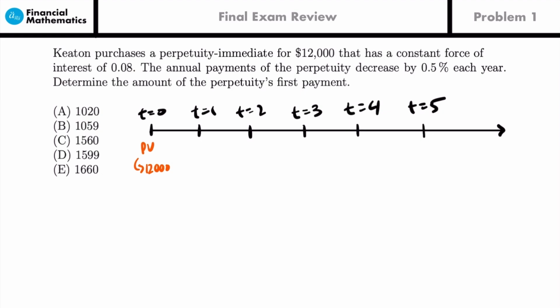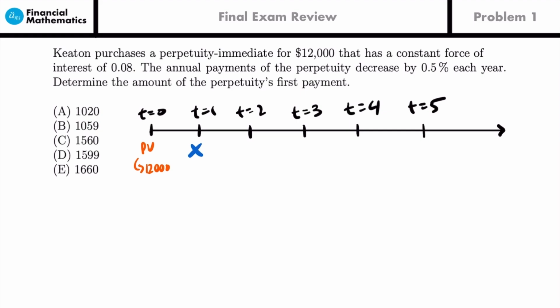Okay? Now, for the actual payments of this perpetuity, we don't know what they are. We know they decrease by 0.5% each year, but we don't know the actual amount of the initial payment and then what all the other payments would be after that, even though we know they decrease. So I'm just going to represent that with X. All right, we're going to say that this perpetuity would have a payment of X at time 1.